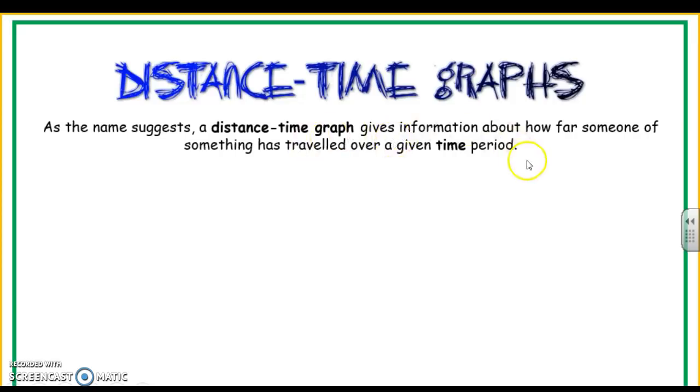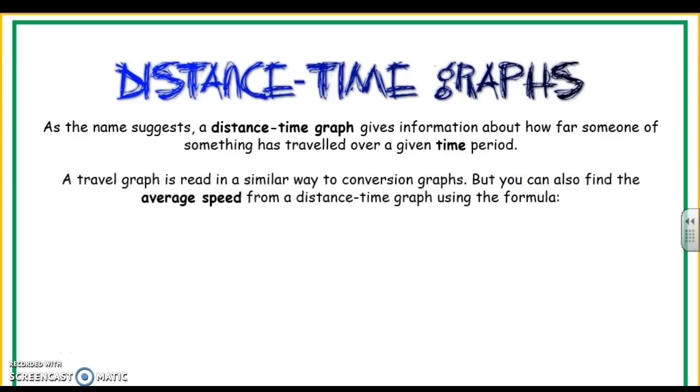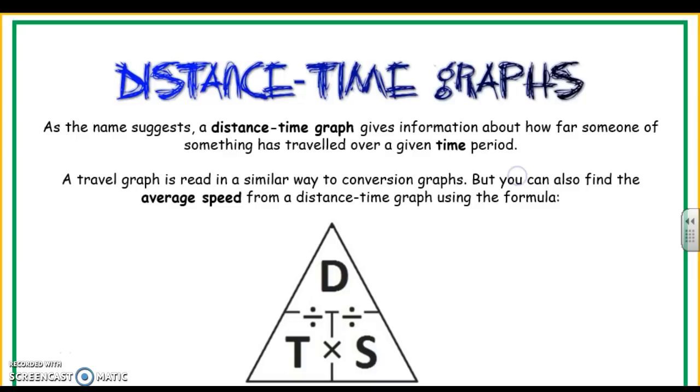So a distance time graph gives information about how far someone or something has traveled over a given time period. I want you to write that down in your books, please. A travel graph is read in a similar way to conversion graphs, but you can also find the average speed from a distance time graph using the formula. So the formula is speed equals distance over time.